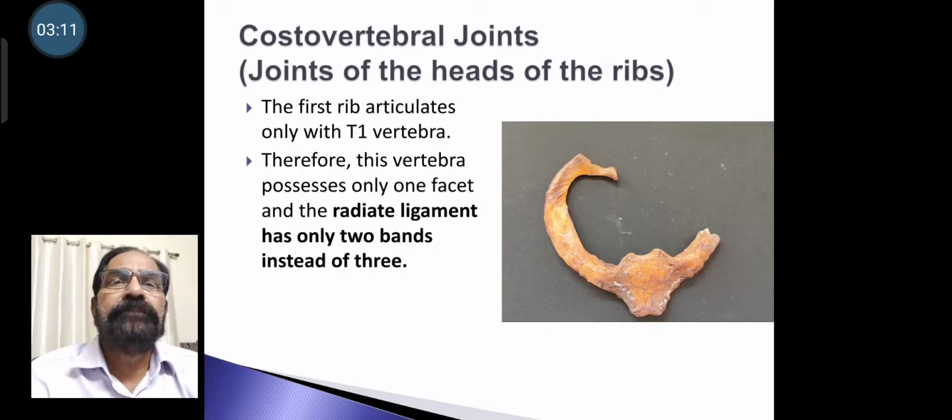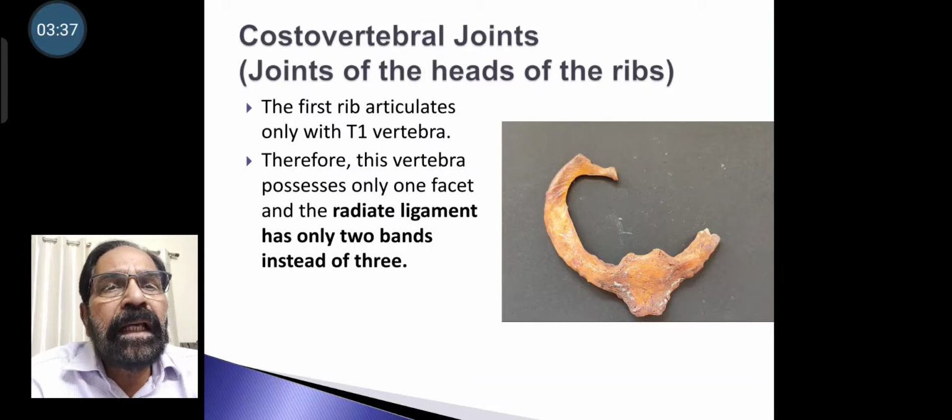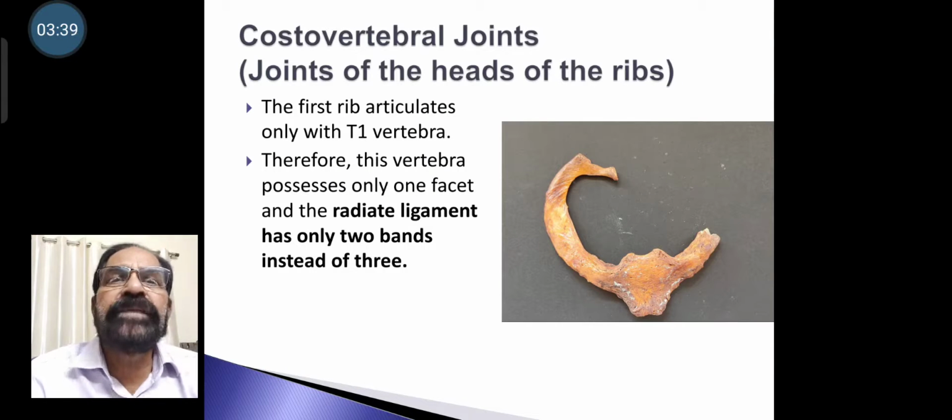Costovertebral, that is joints of the heads of the ribs. The first rib articulates only with T1 vertebra. Therefore, this vertebra possesses only one facet, and the radiate ligament has only 2 bands instead of 3.